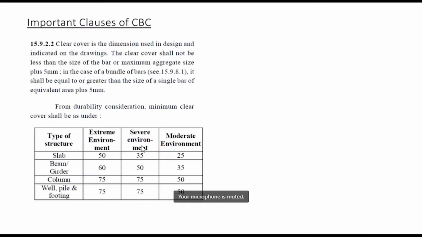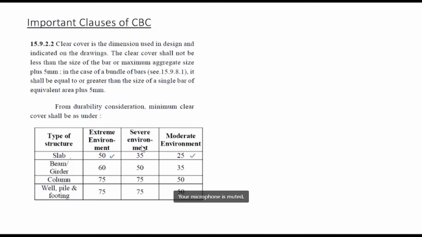The first is that. The second is that we will have to provide a minimum cover depending upon the environmental condition. In a slab, that is 50 mm in extreme environmental condition, and 25 in moderate. There are three environmental conditions mentioned in our code. In the IS code I think there are 5 environmental conditions, but we have included only 3: extreme, severe, and moderate. These are the minimum values of clear cover to be provided to achieve a durable concrete.